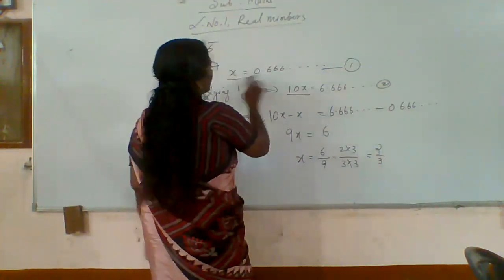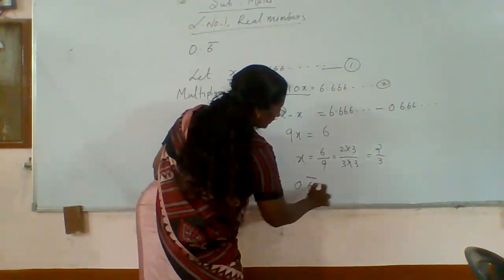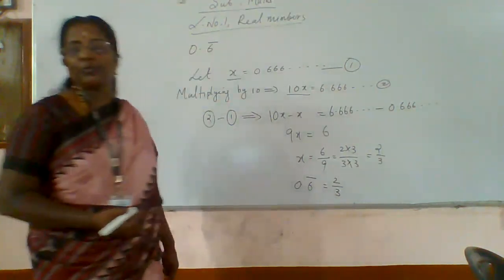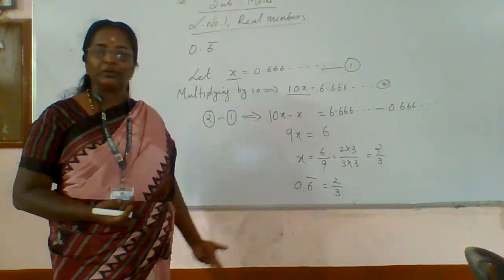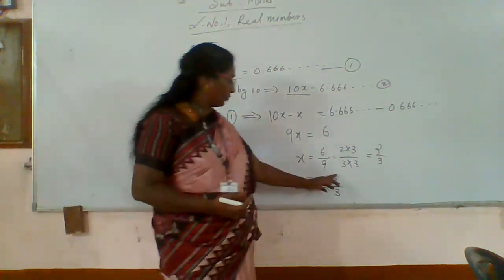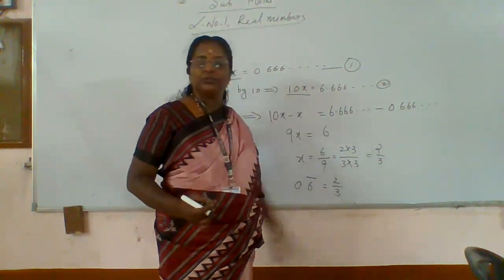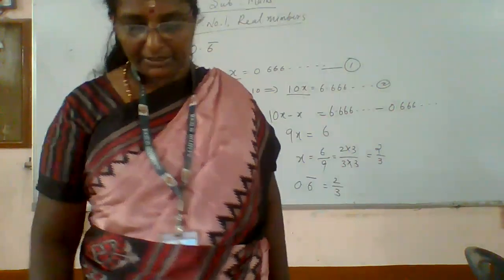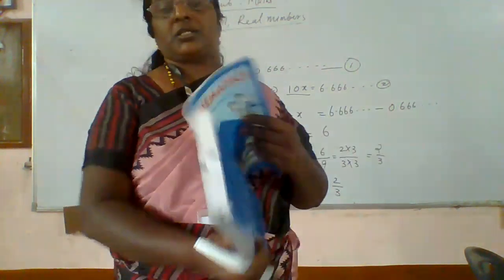So x means what I took, 0.6 bar. Therefore 0.6 bar you got in the form 2 by 3. P by q, where p and q are integers and q not equal to 0. Okay, this is the method if only 1 digit is repeating. Now I will explain the second question.